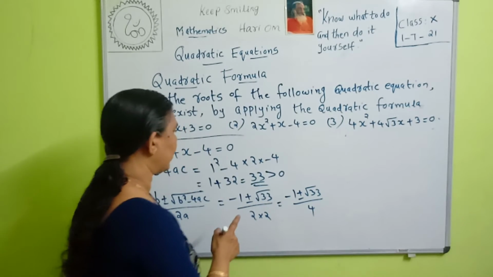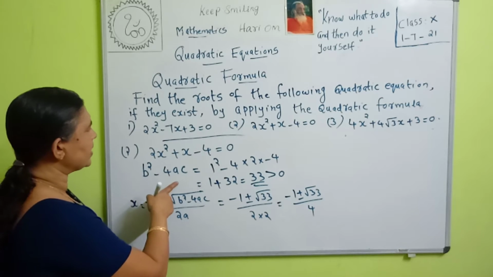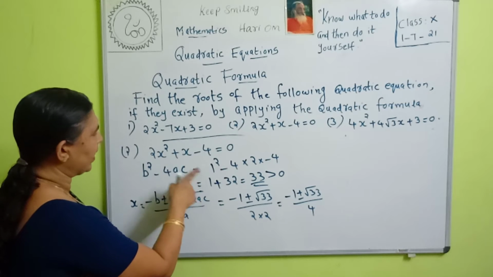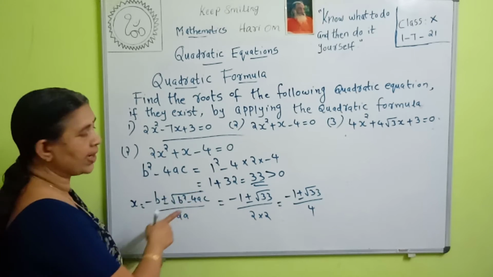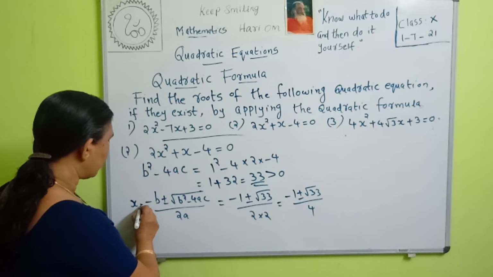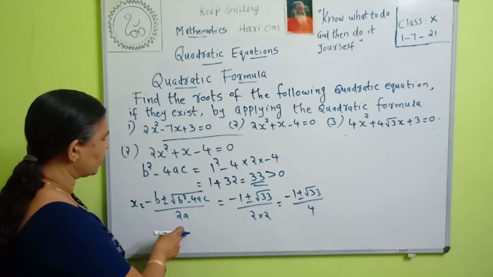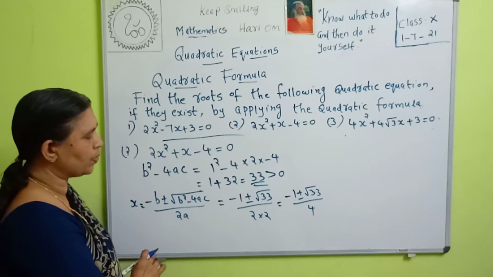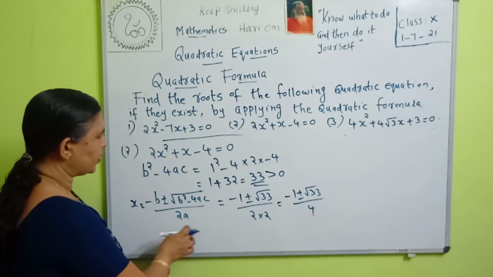Here b square minus 4ac, b is 1, therefore 1 square minus 4 into 2 into minus 4. Then b square minus 4ac is equal to 33, which is greater than 0. Then x is equal to minus b plus or minus root of b square minus 4ac by 2a. That is minus 1 plus or minus root 33 by 2 into 2. What is a here? 2. 2 into 2 is 4.